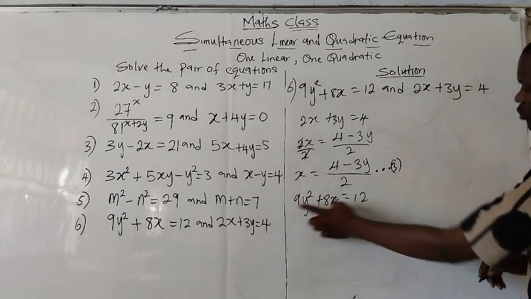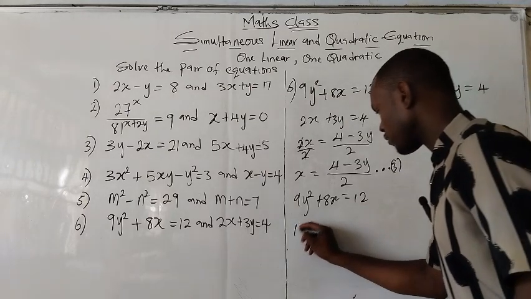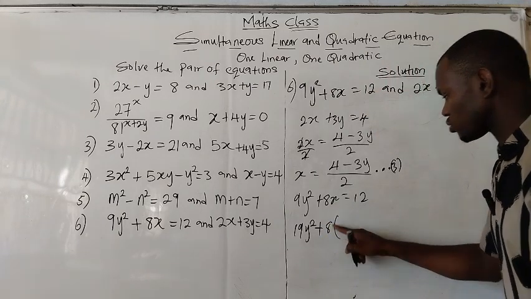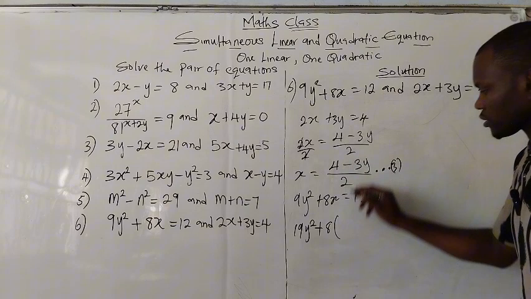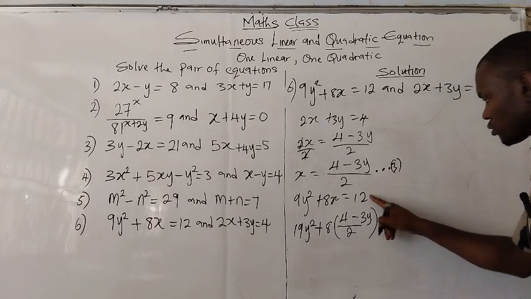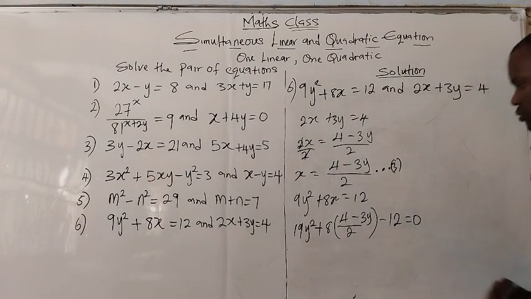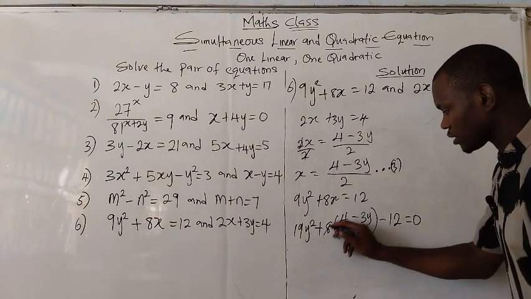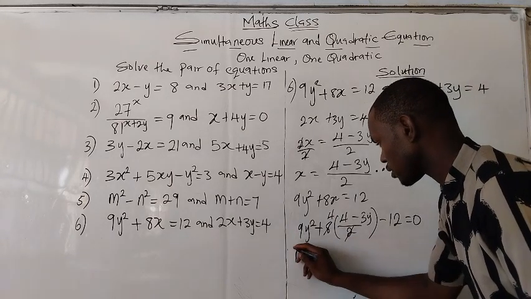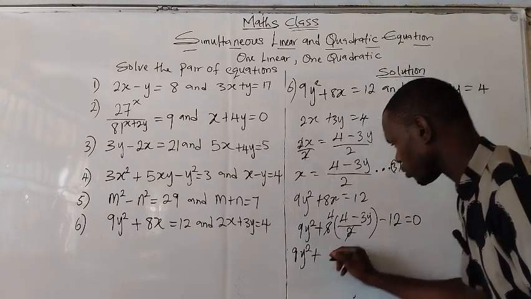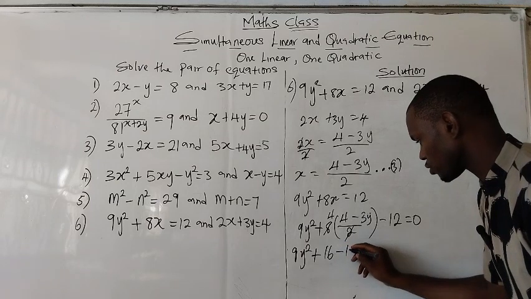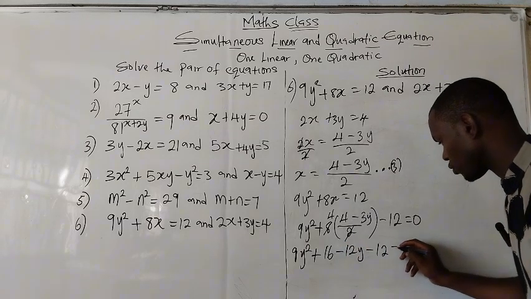We'll bring 12 in so that we have a typical quadratic equation. So I'll have 9y squared plus 8 into, instead of writing x, I'll write the value of x, which is 4 minus 3y all over 2. Minus 12 will come in to become minus 12 equals to 0. Then simplify. 2 divide 8 is 4. Use 4 and open this bracket. We have 9y squared plus 4 times 4 is 16. 4 times minus 3y will give me minus 12y, minus 12 equals to 0.